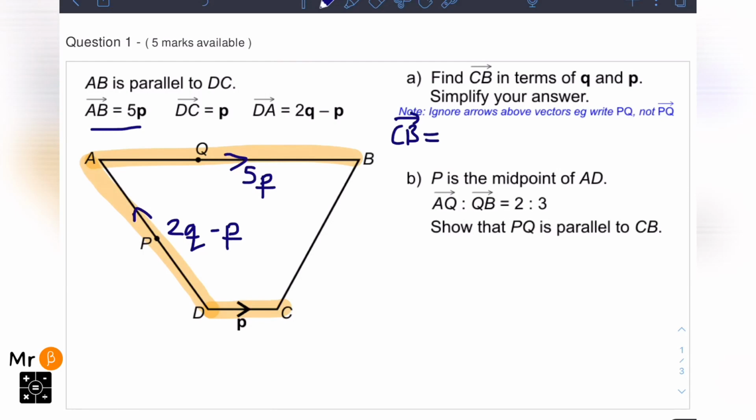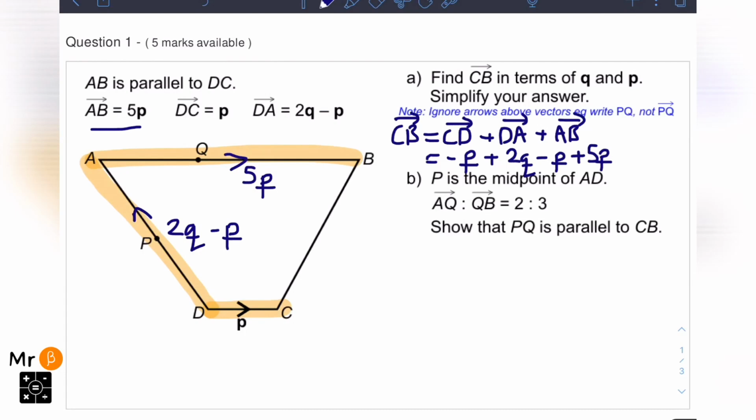First of all, I'm going to write the route we're going to take. Well, we went from C to D, then from D to A, and finally from A to B. So C to D is going the opposite way of the arrow, therefore it's going to be a negative p. Then we're going from D to A, which we already know is 2q minus p, and then finally A to B, which was our 5p.